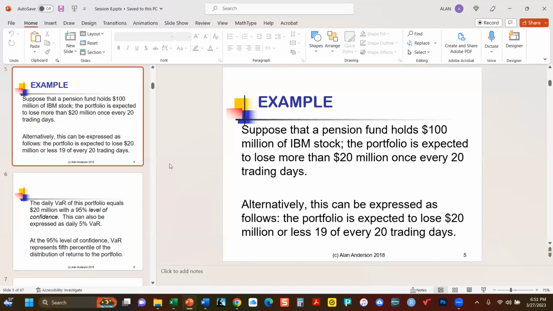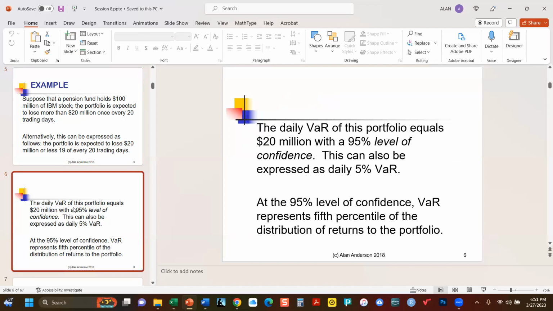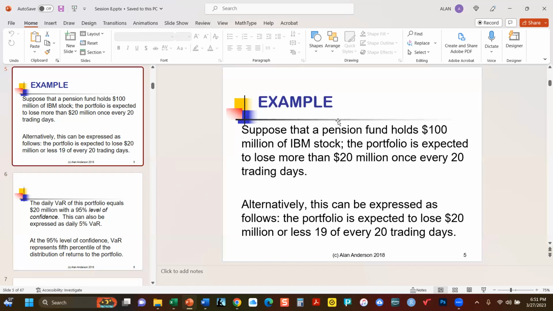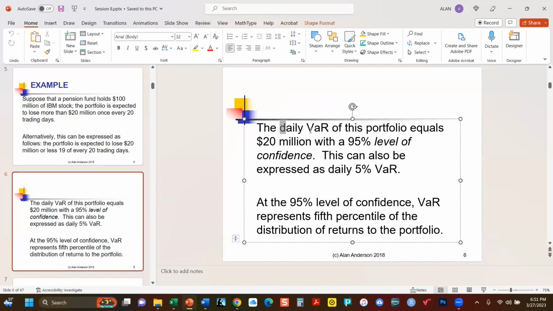Okay, so we're going to think of this as the VAR, the daily VAR. By the way, this is per day. We have to think of the time frame of value at risk. So we're going to claim that the daily VAR of this portfolio is $20 million. And because this can only happen once every 20 days, we can call this either a 95% level of confidence or a daily 5% VAR. In other words, the losses should not exceed this level more than once out of every 20 days.